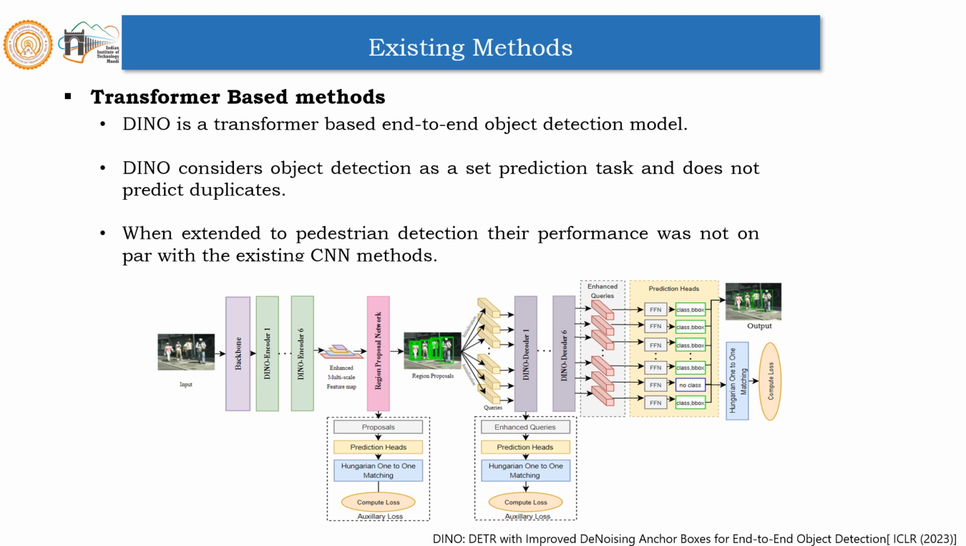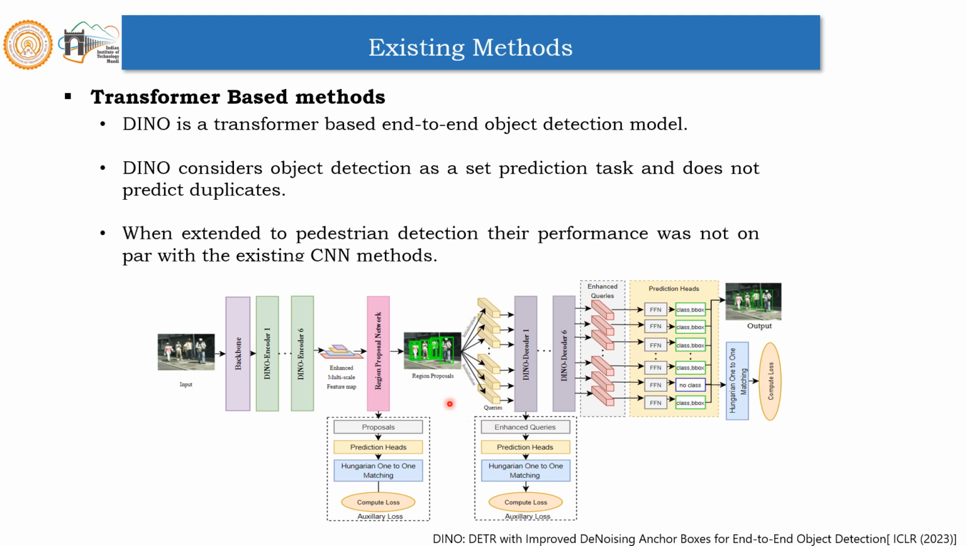DINO takes an image as an input, passes it through a backbone to extract an initial set of features, and then passes it through a sequence of encoders to get an enhanced feature map as an output. These enhanced feature maps are then passed through a region proposal network to get initial region proposals, and these region proposals are used to initialize object queries. DINO uses object queries to represent each object, and each query represents one single object.